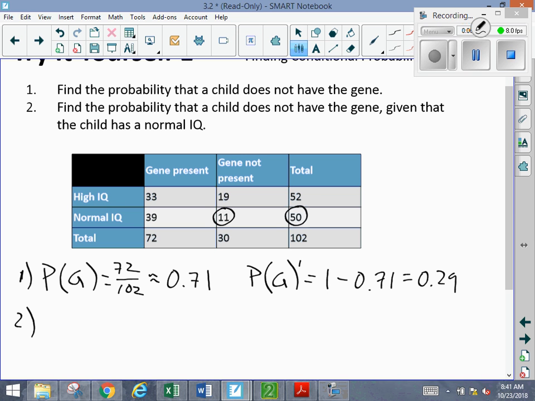Well, here's our not having the gene. So the probability that they do not have the gene, given the child has a normal IQ, is going to be equal to 11 over 50, which is approximately, putting the star thing down, 11 divided by 50, or 22.